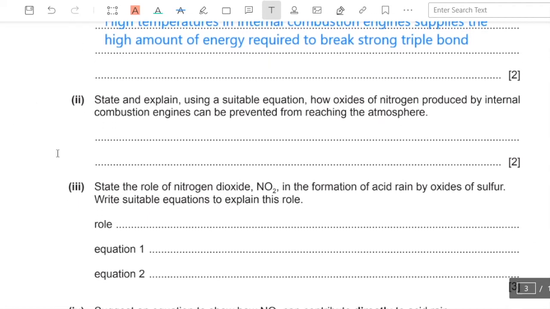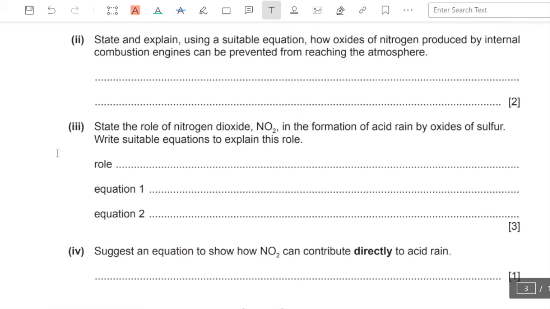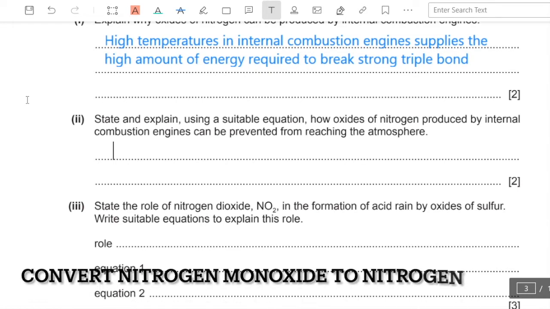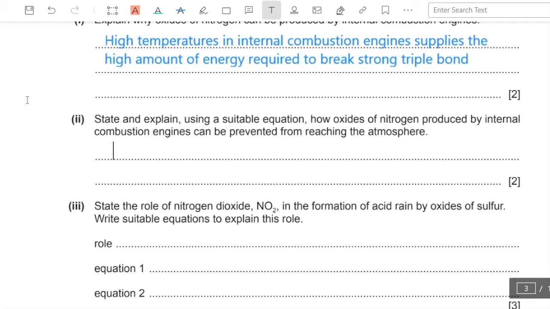2. State and explain using a suitable equation how oxides of nitrogen produced by internal combustion engines can be prevented from reaching the atmosphere. We don't want oxides of nitrogen to leave the engines and reach the atmosphere, and to ensure that does not happen, cars usually have catalytic converters installed inside them, and they convert nitrogen oxide to nitrogen dioxide while oxidizing carbon monoxide to carbon dioxide.